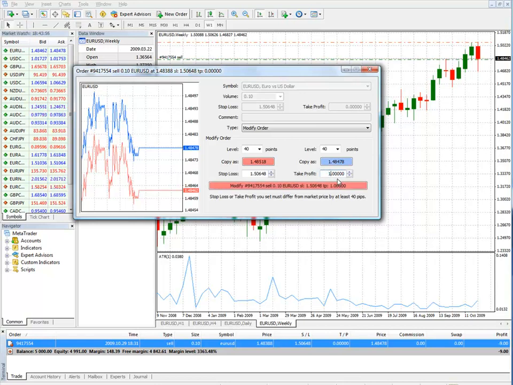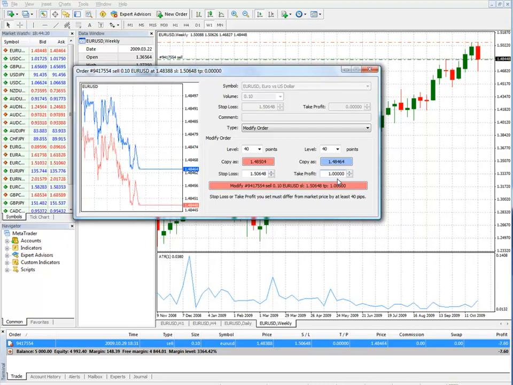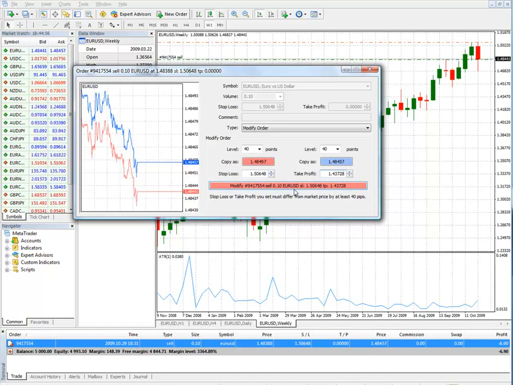So if we're looking at risking roughly 233 pips or so, then let's make our profit 466 pips. So if we go below, we're going to base this on our entry point, 43728. Okay. So we're going to modify that, take profit, and click modify.